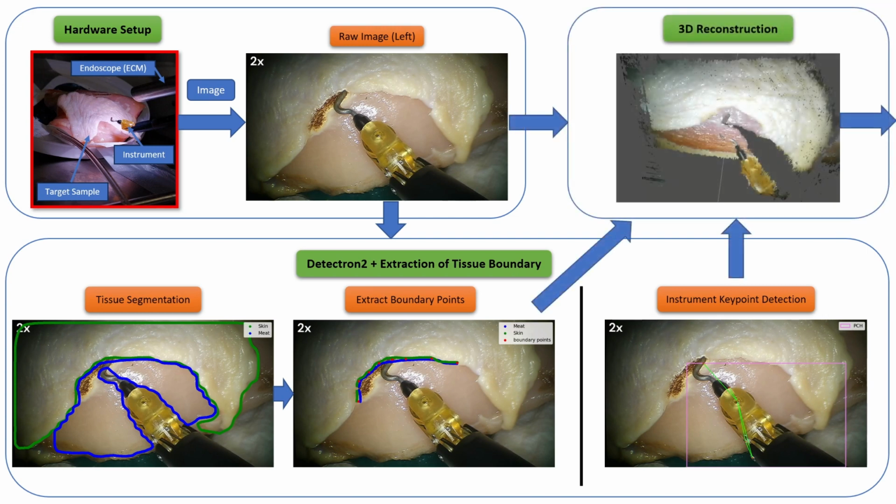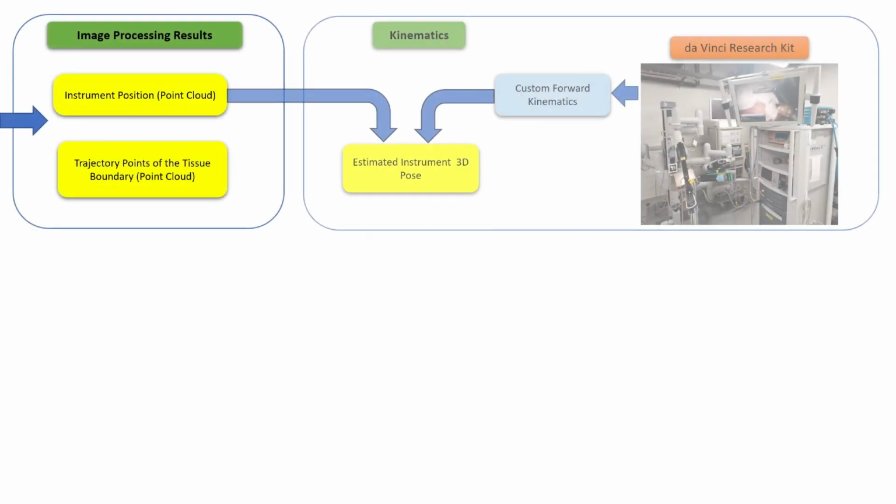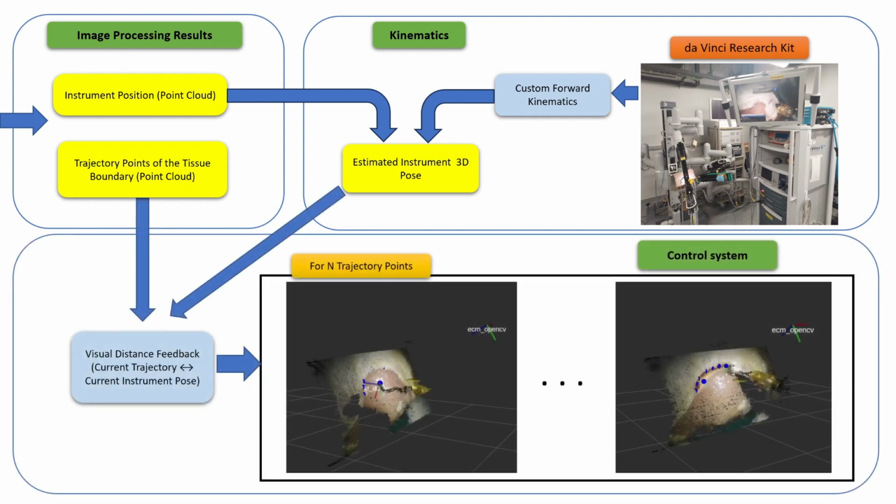Furthermore, by merging Detectron2 outputs with point clouds, we achieve precise mapping of points from the image plane to their coordinates in 3D space. Additionally, we introduced our own calibration method for the Da Vinci system using fiducial markers. Combined with Detectron2's keypoint detection, this allows us to accurately estimate the instrument's pose. The robot now receives visual feedback based on the distance between the instrument and its current trajectory point, enabling it to move smoothly along the trajectory while continuously updating its distance.